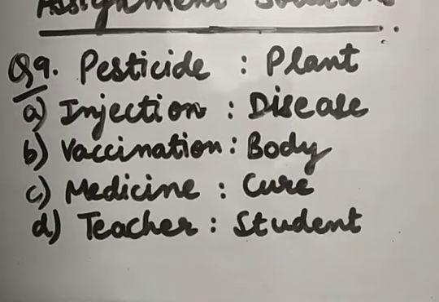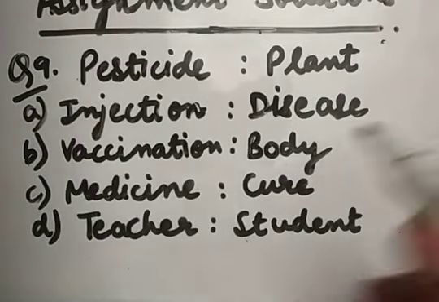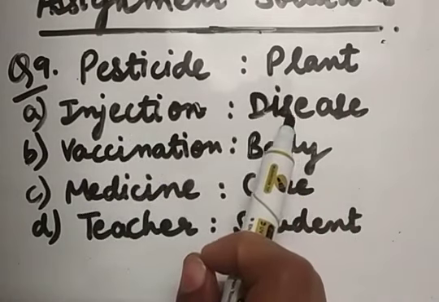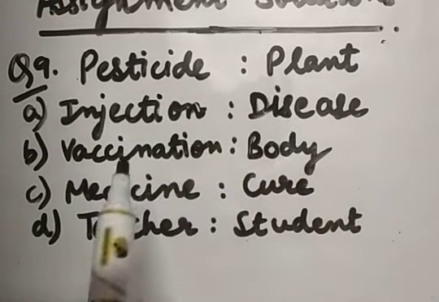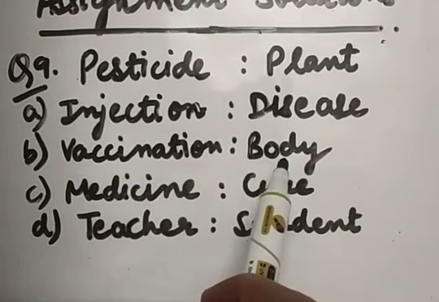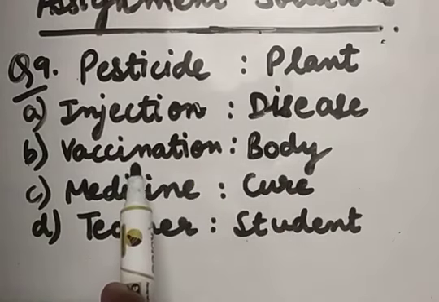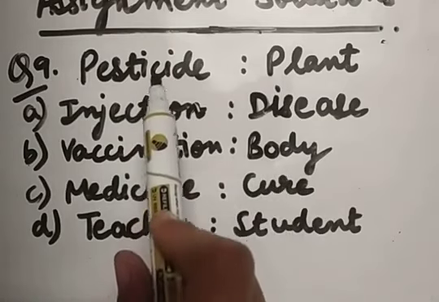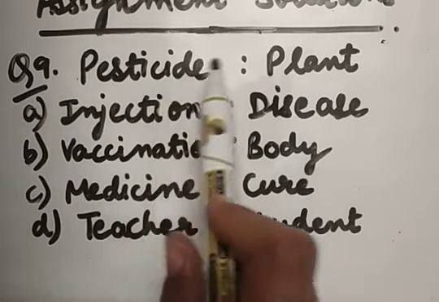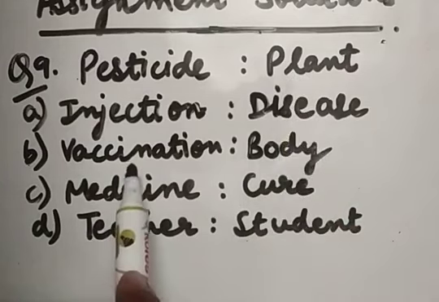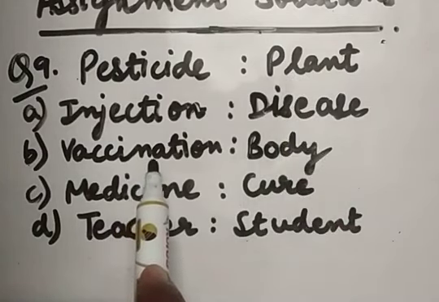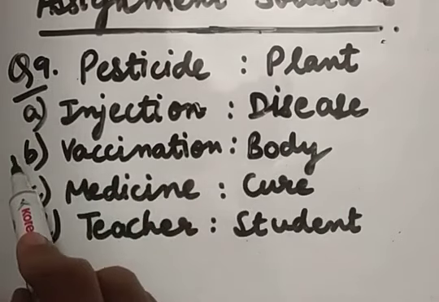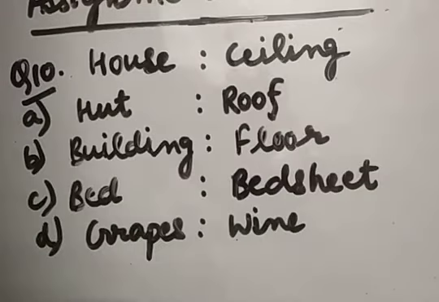Let us see now which option is the best option for this relationship. Injection, disease. So there is no such relationship. Vaccination, body. So obviously vaccination is meant to protect the body from the diseases. Like the pesticides are meant to protect the plants from diseases, vaccination also protects the body from the diseases. So for question number 9, the correct answer is B option.